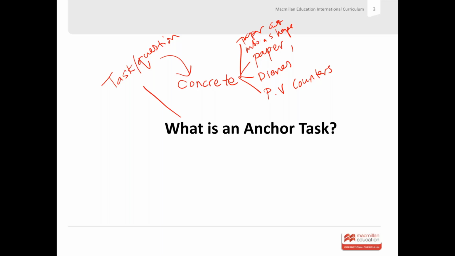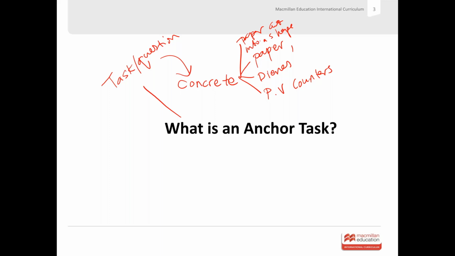That's what the paper is there for, or the Dienes are there for, place value counters are there for, so our children can see the maths. There's a good old saying that if our children are able to firstly play with maths in their hands, then they'll be able to play with maths in their minds or in their brains. Without playing with maths with their hands, it's going to be much more challenging to play with maths in your mind. So bear that in mind as well.